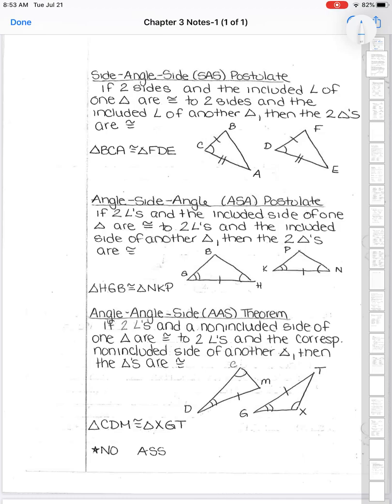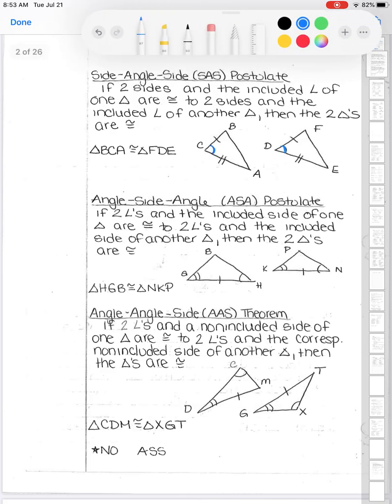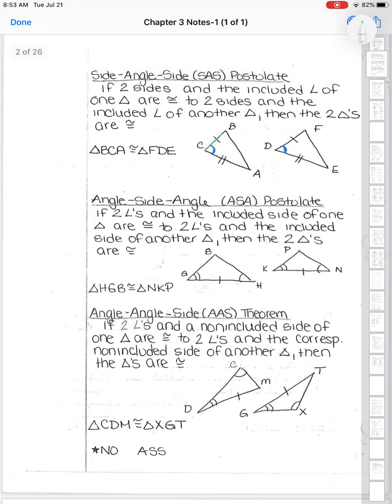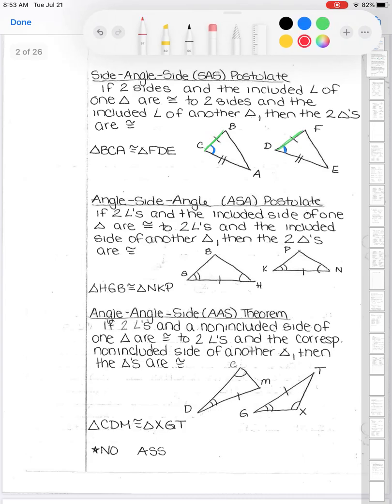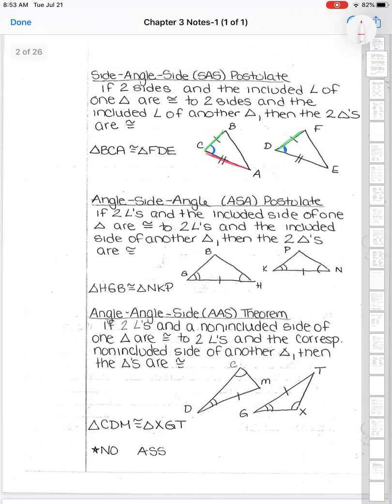All right, second one is side, angle, side, SAS. So what it says is if 2 sides and the included angle, so included means in between, of one triangle are congruent to 2 sides and the included angle of another triangle, then the 2 triangles are congruent. So we have our included angle here, which is C.